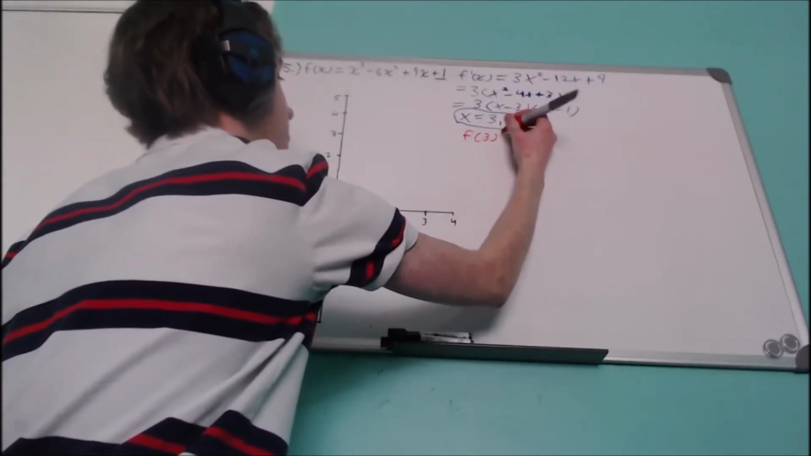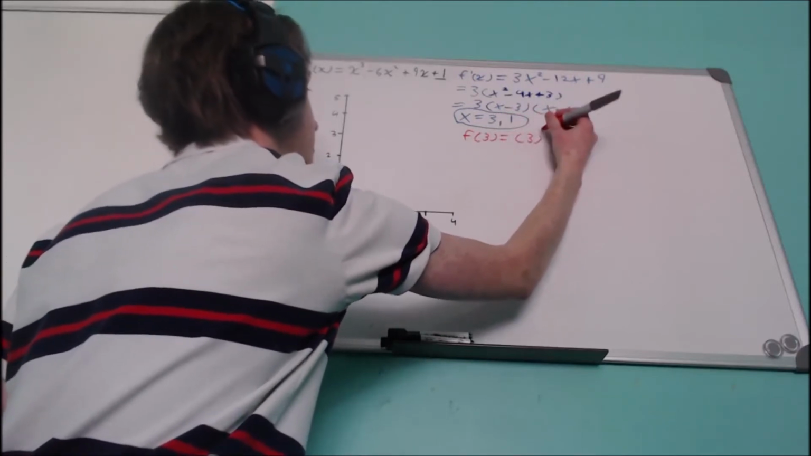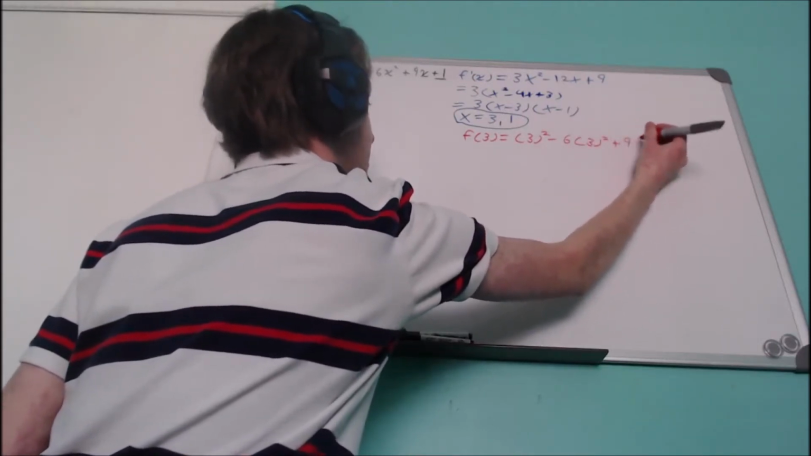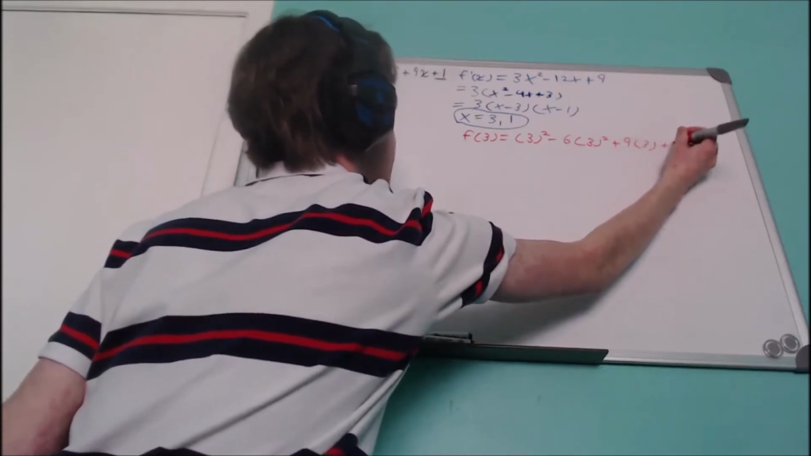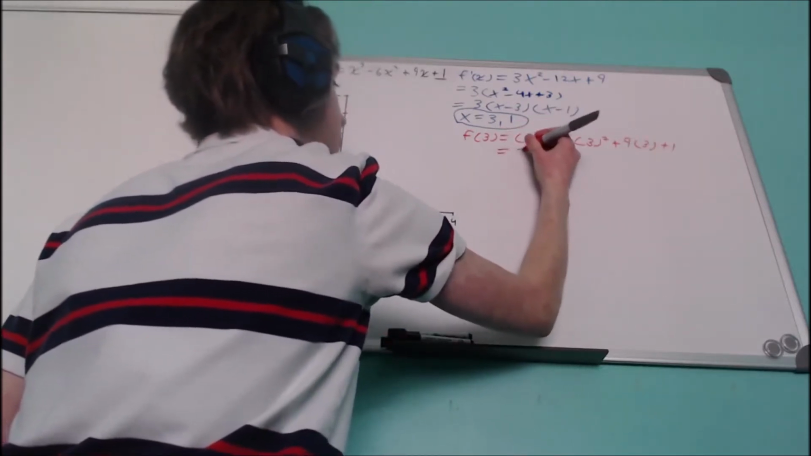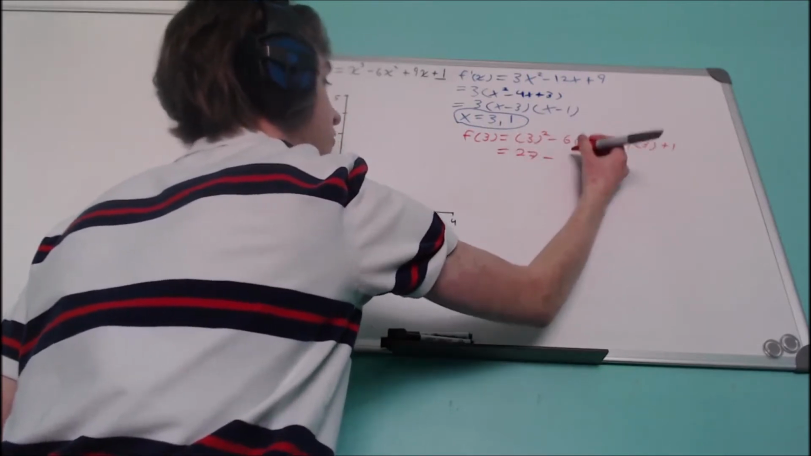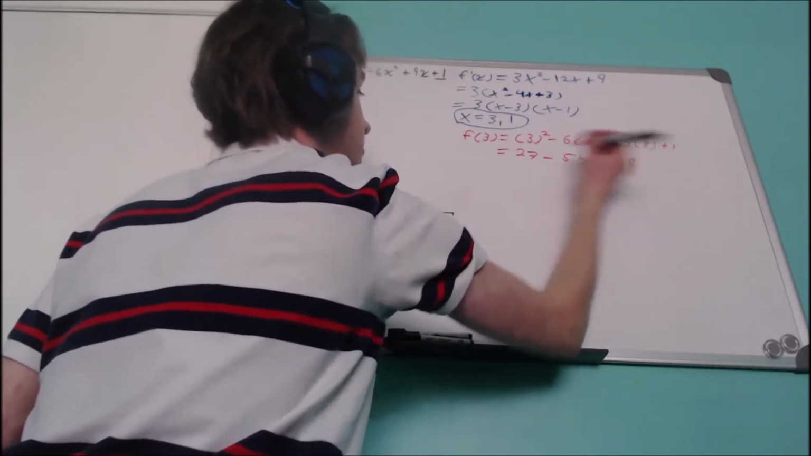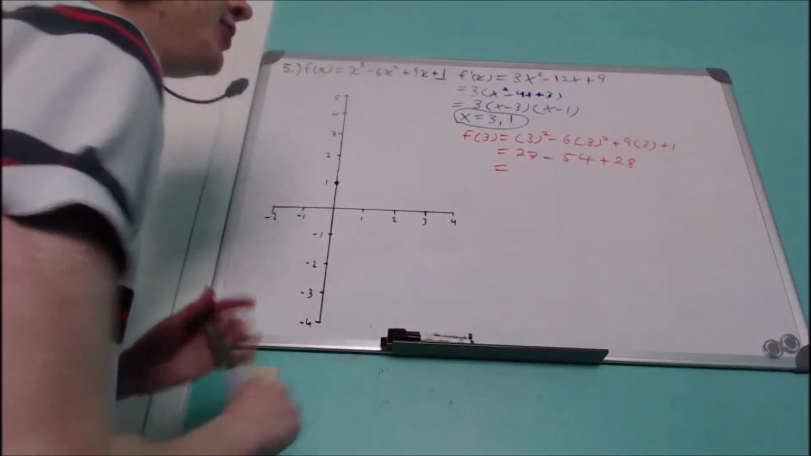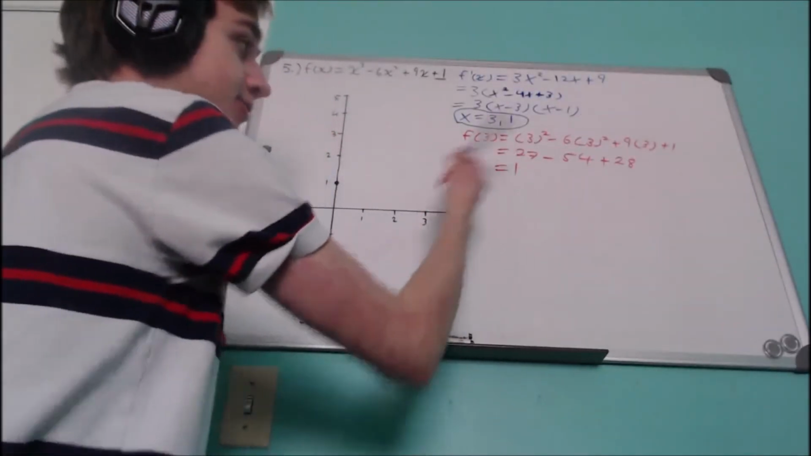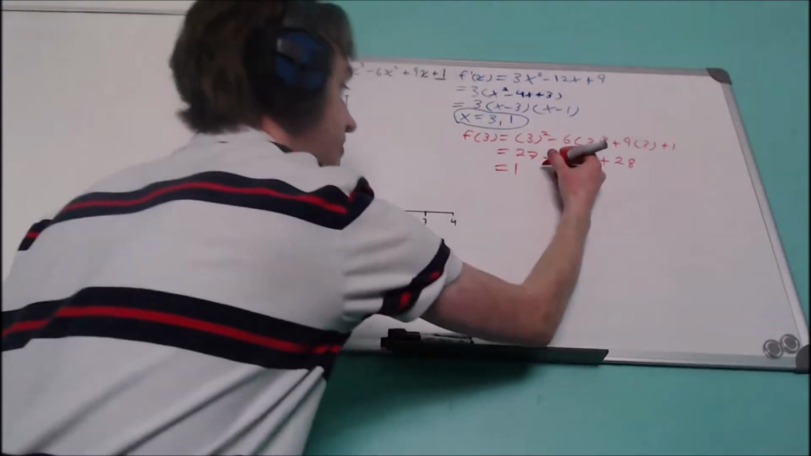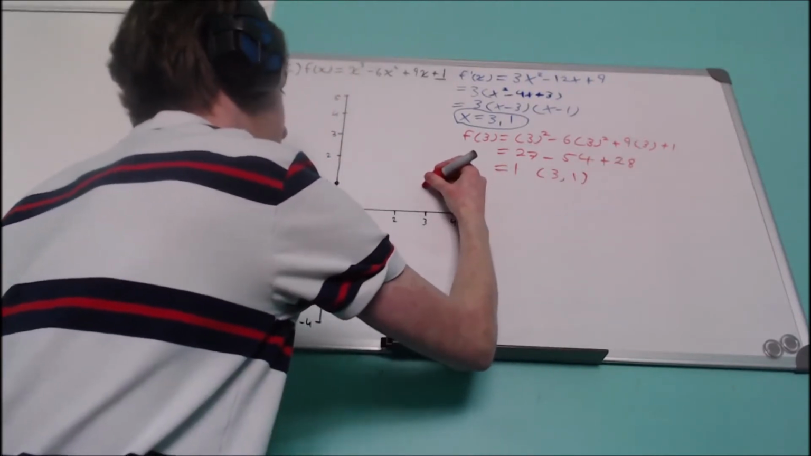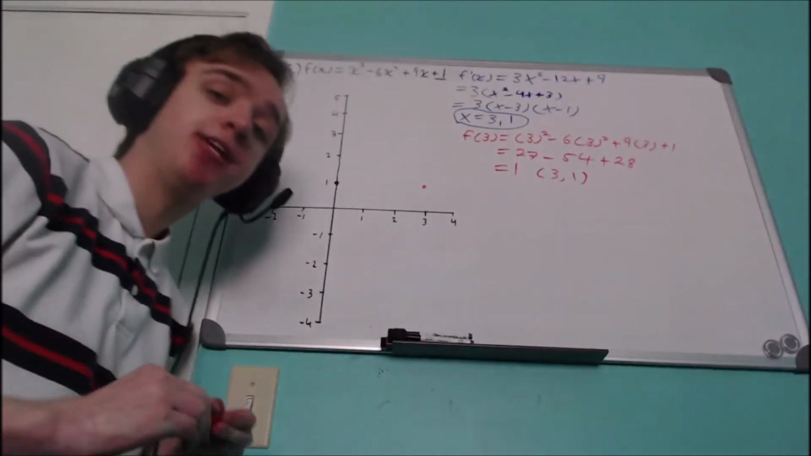F of 3 equals 3 cubed minus 6 times 3 squared plus 9 times 3 plus 1. So this will equal 27 minus 54 plus 27 plus 1. We add and subtract all these, and you should get 1. No calculator, that's 1. So now we know that one of our coordinates will be at 3 and 1. Let's put that on there right now so we don't forget. Bam. Right there is one coordinate, so now let's find the other one.